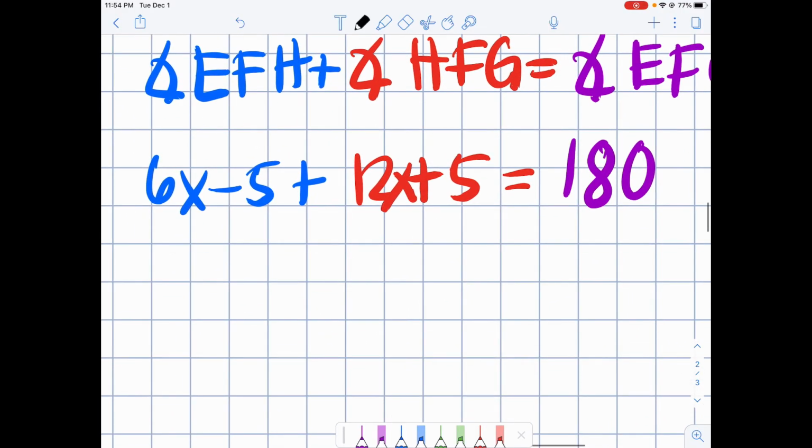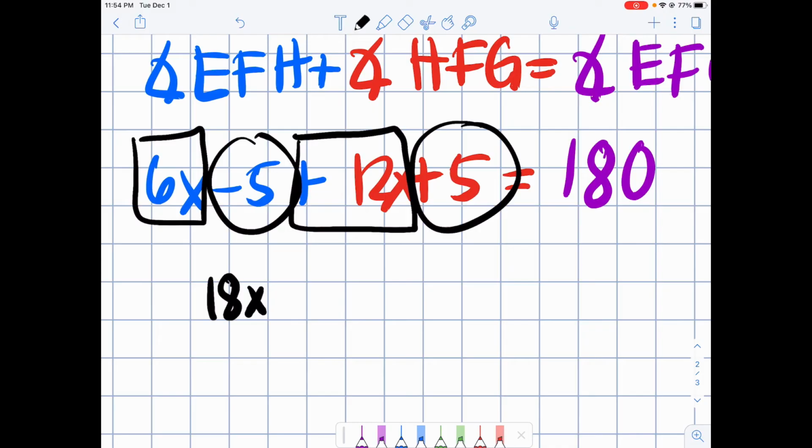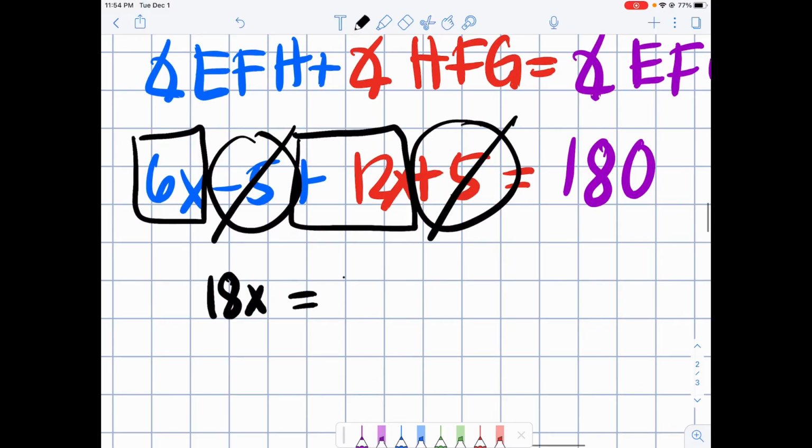So now we can solve and focus just on my equation. I'm going to combine like terms. I see that there's a 6x there, and this is also a 12x. Those are both positive. That is going to be a total of 18x. And I see that there's a negative 5 and a positive 5. Oh, well, what happens there? They cancel. They go away. Is equal to 180. Wow, that made my life a lot easier.